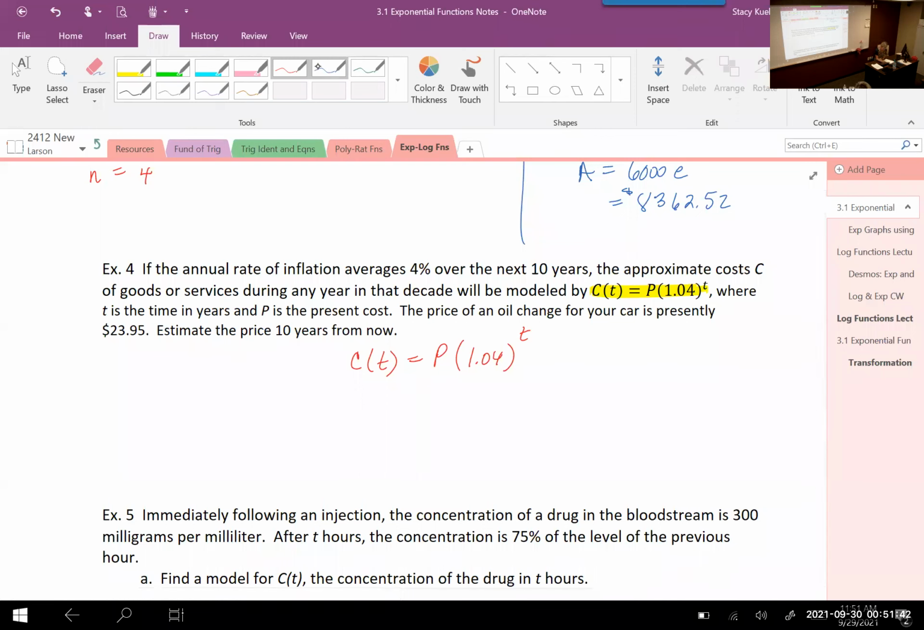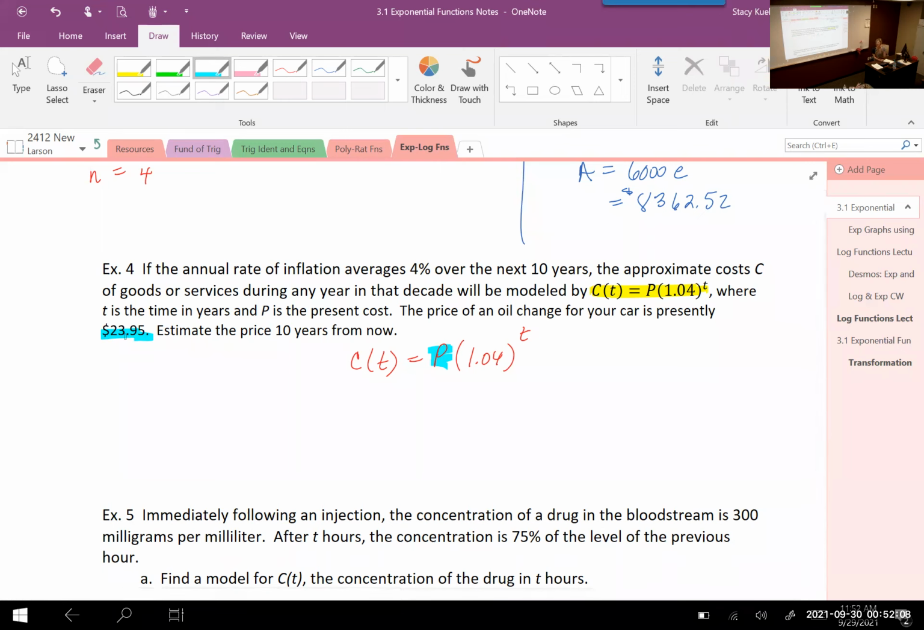So my present cost, right? The present cost for an oil change is $23.95. Is that about right? It's not. What is it now? $60. I mean, it depends on where you go. Probably depends on the car too, doesn't it? All right. So you ought to put yours in, put 60 in, see what it's gonna get, right?